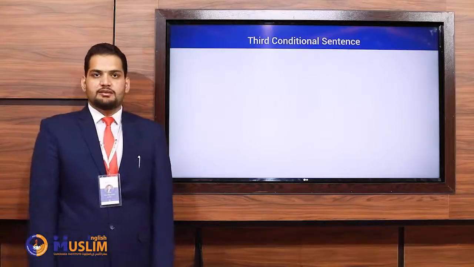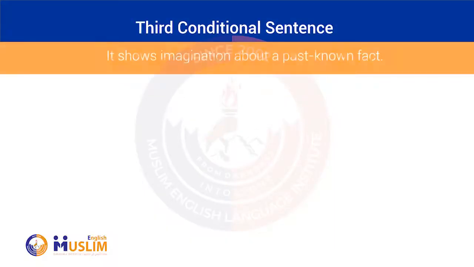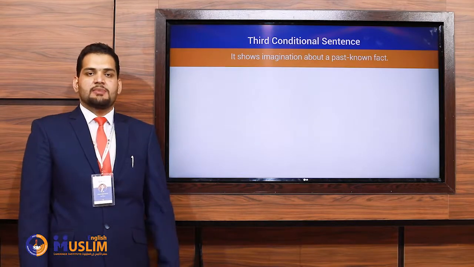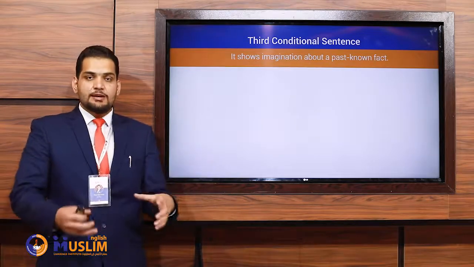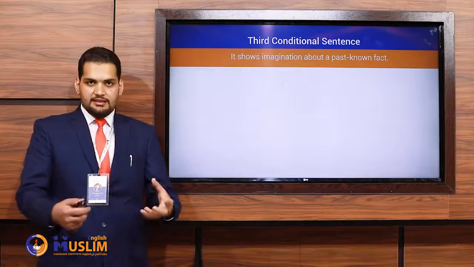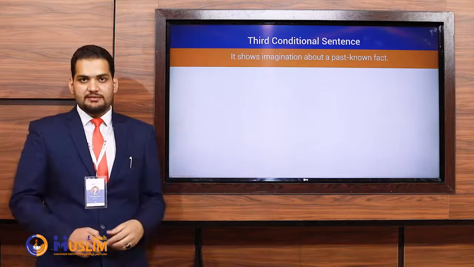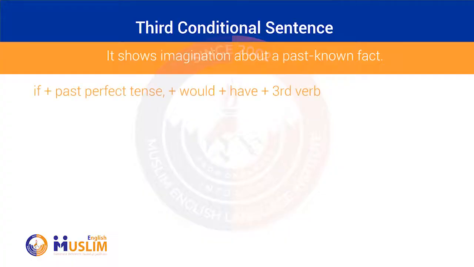Now, let's talk about the third conditional sentence. It shows imagination about a past known fact. If you remember, the second conditional sentence shows imagination about a present known fact. But the third conditional sentence shows imagination about a past known fact. The structure is if plus past perfect tense, comma, plus would plus have plus third verb.